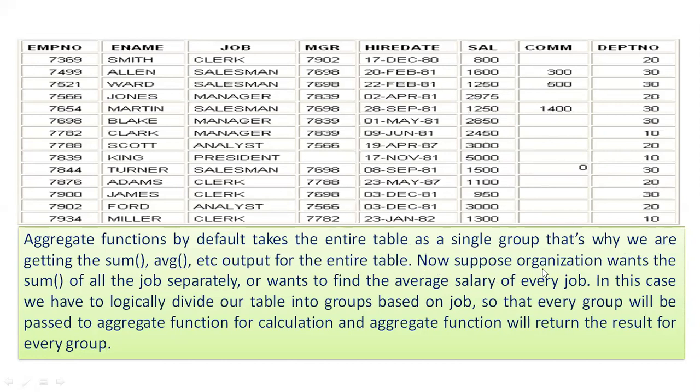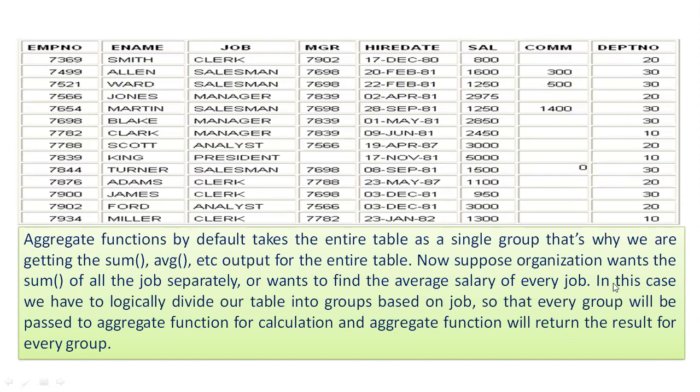Now suppose the organization wants the sum for each job separately, or wants to find the average salary of every job. You can group by job, by manager, or by commission, and any aggregate can be applied. After the where clause you can make a condition here. So you can make a group of job, a group of manager, or a group of department.